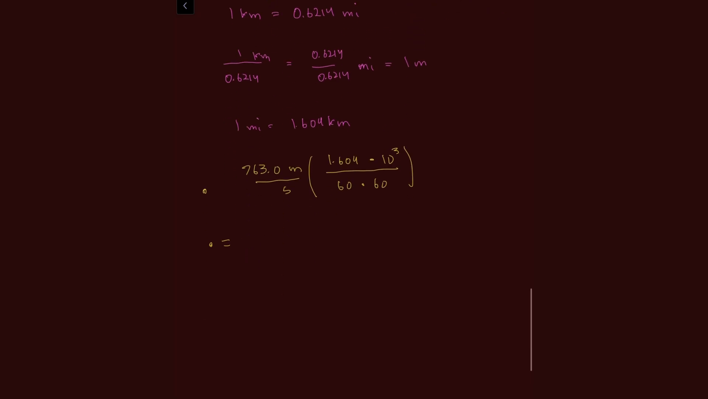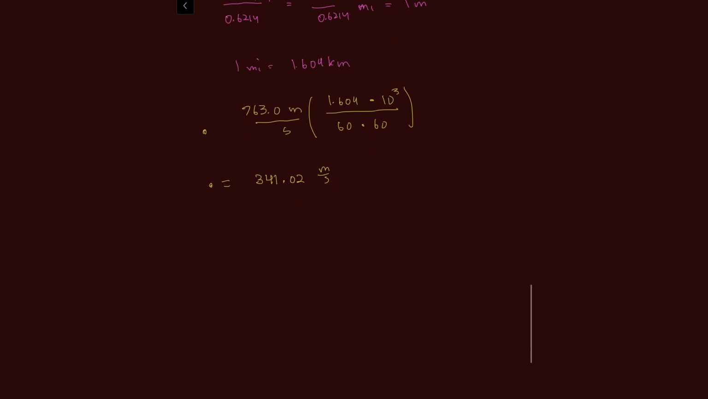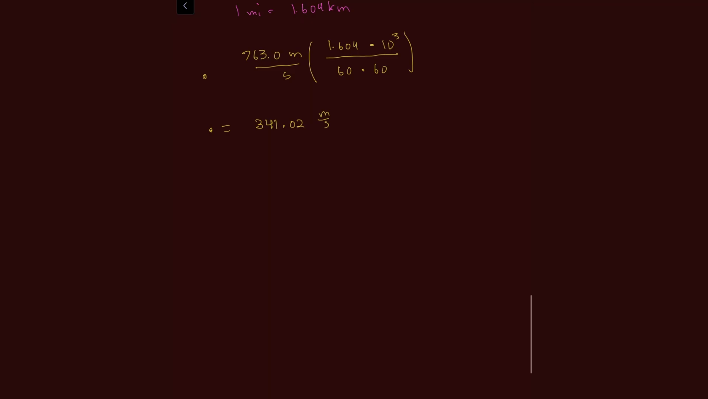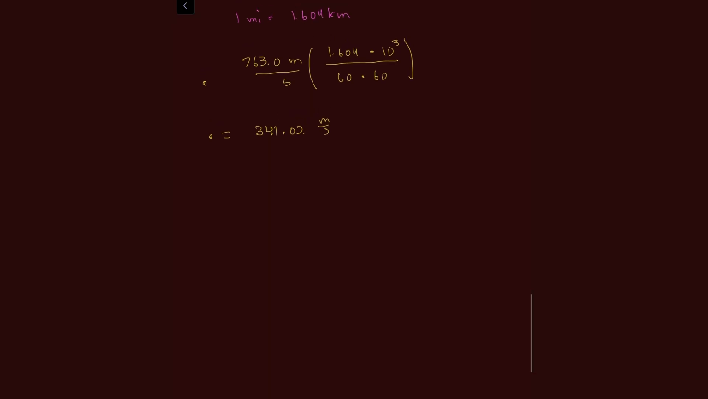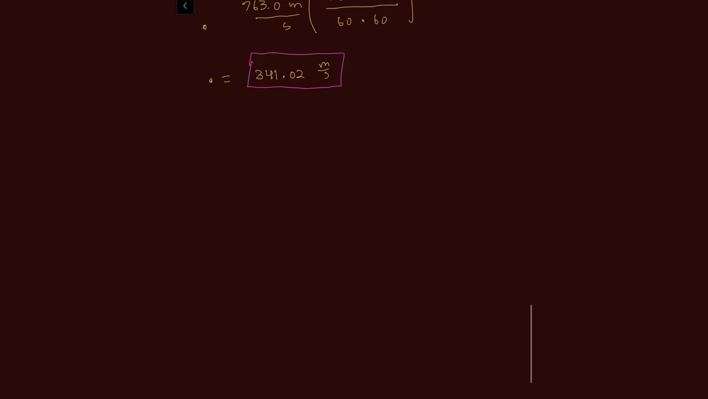And we plug this into a calculator. I like to use Desmos on my laptop. You're going to get 341.02 meters per second. And that should match up with what you get in the textbook. So this is our final solution for example 1.1, and hopefully you get a little bit more clarity as to how we convert between units. But now let's move on to example 1.2, converting volume units.